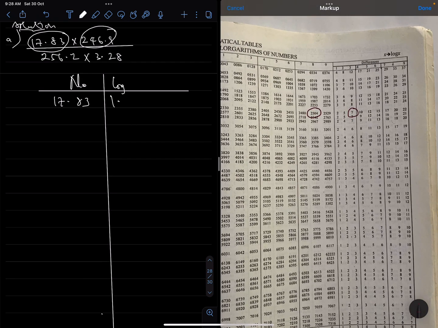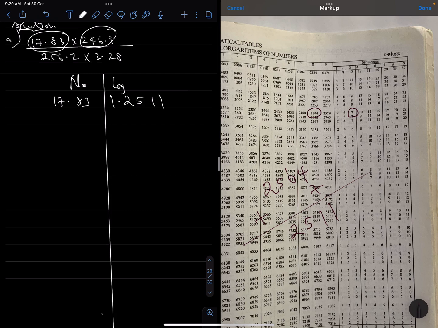So you add the difference. That means 2504 plus 7. That's 2511. 1 carry 1, 5, 2. So that means you are going to write 2511. Do you understand? We are done with that.